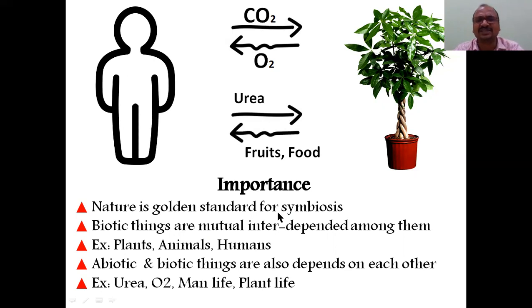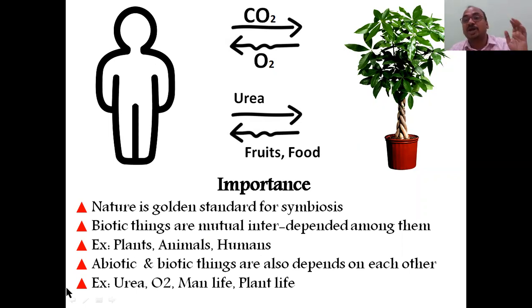Nature is always the golden standard for symbiosis. Biotic things are mutually interdependent. Man is also biotic. Life is there. Animals and plants are also biotic. One biotic depends upon another biotic. That is one part, like plants, animals, humans.